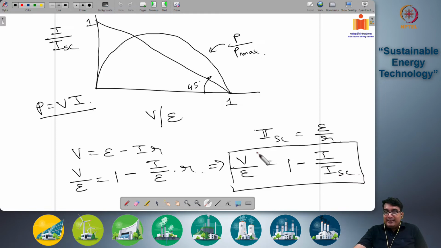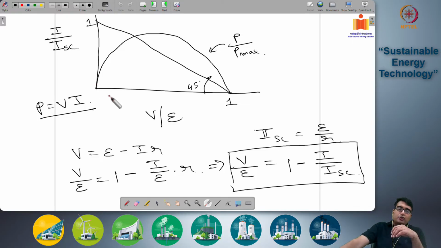So, if you plot these two units, V by epsilon and I by ISC, you will get a curve like this going from 1 to 1. When I is equal to ISC, the external voltage is 0, and when I by ISC is equal to 0, we are at open circuit condition, so the voltage becomes the open circuit voltage. So, it becomes a linear straight line, okay.